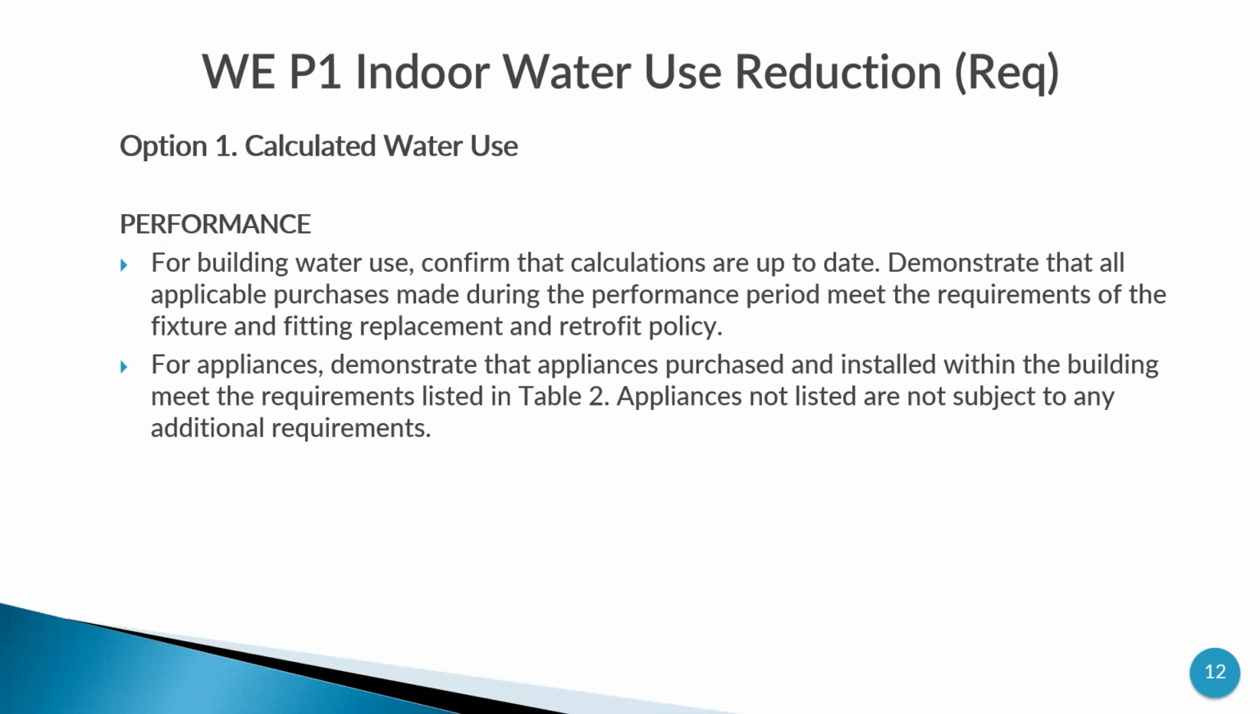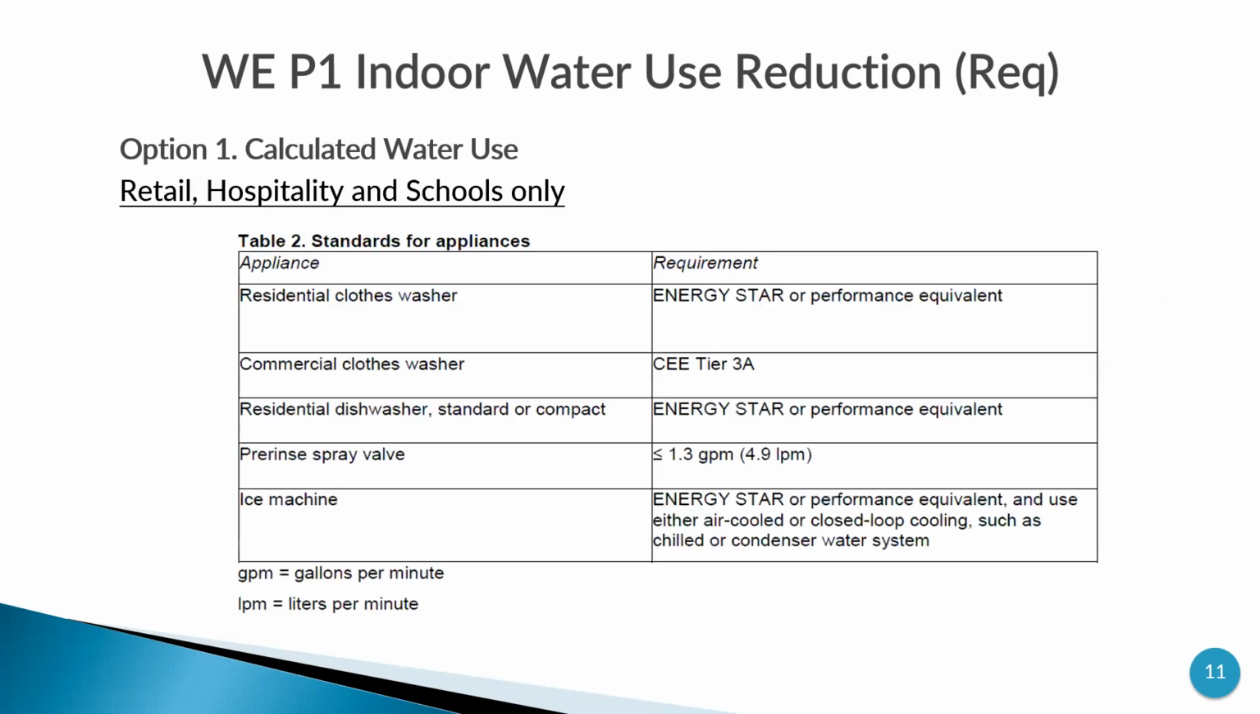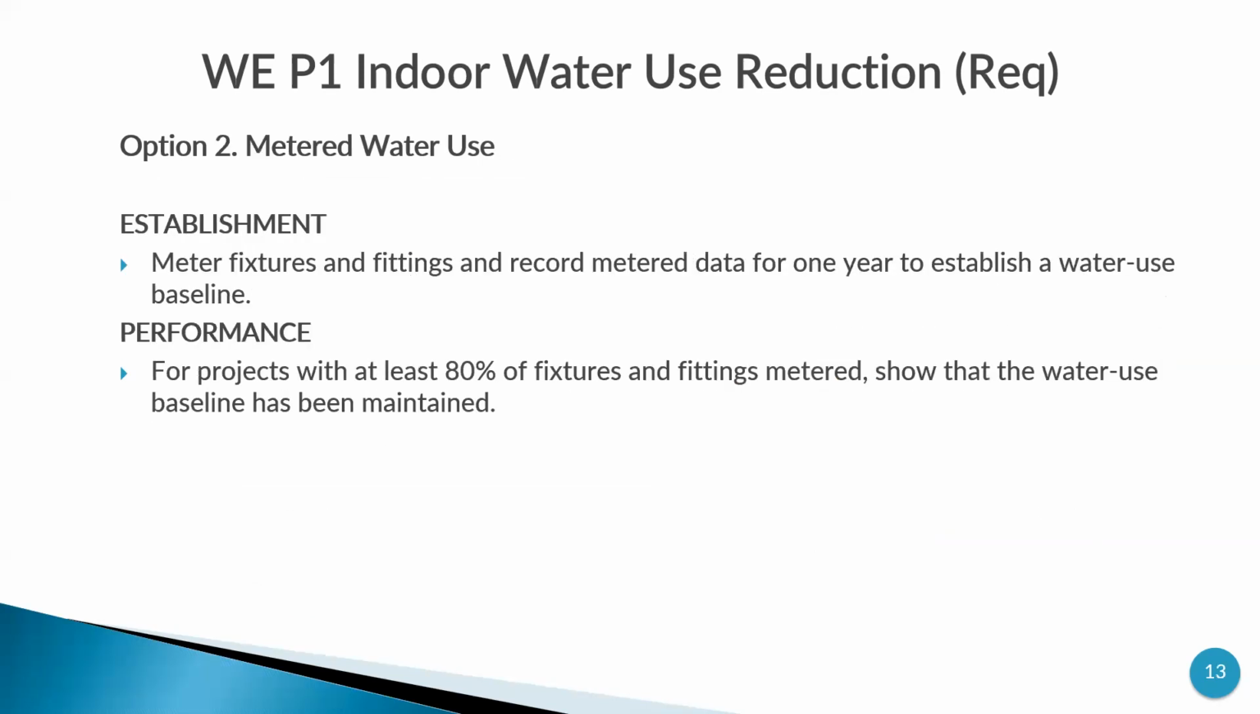Appliances not listed are not subjected to any additional requirements. This is very clear. Whatever the appliances that are mentioned in table 2 are the only ones which we need to consider. Rest of the things don't have any limitations or considerations. Now option 2, metered water use. When we say metered water use, meter fixtures and fittings and record metered data for 1 year to establish a water use baseline. How will you set your water baseline?